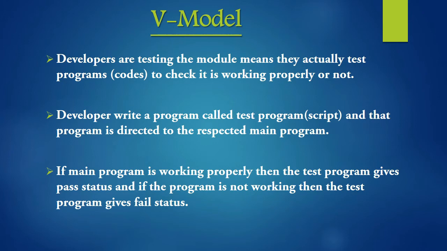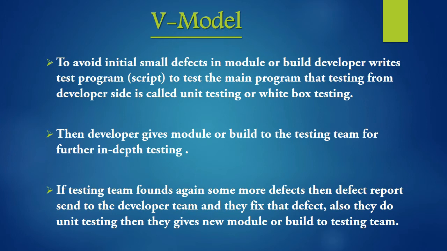The developer writes scripts for checking the main program, and if the script passes, that means the main program passes or is correct. That means the main program is written correctly. And if the script fails, then that means the main program fails. That means the main program is not written correctly, or the script itself has a problem or is incorrect. In this case, we need to correct the script or the program again.